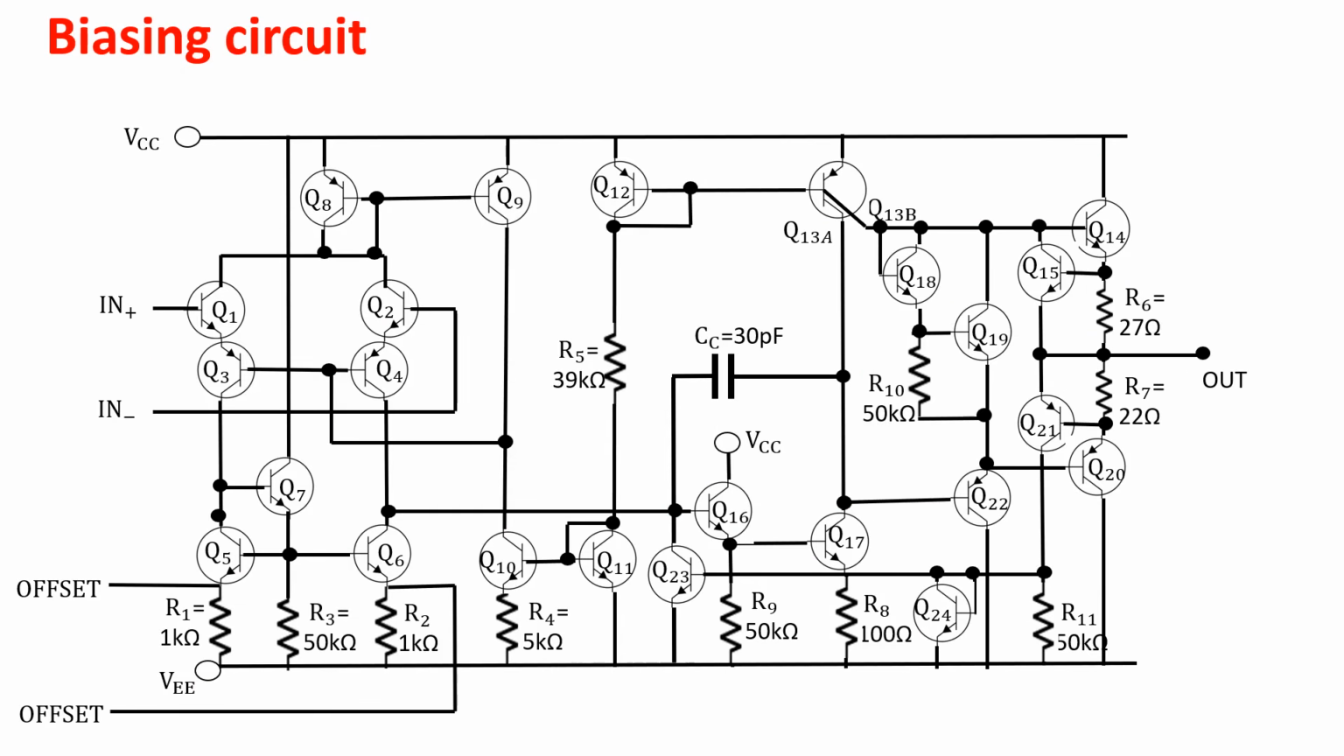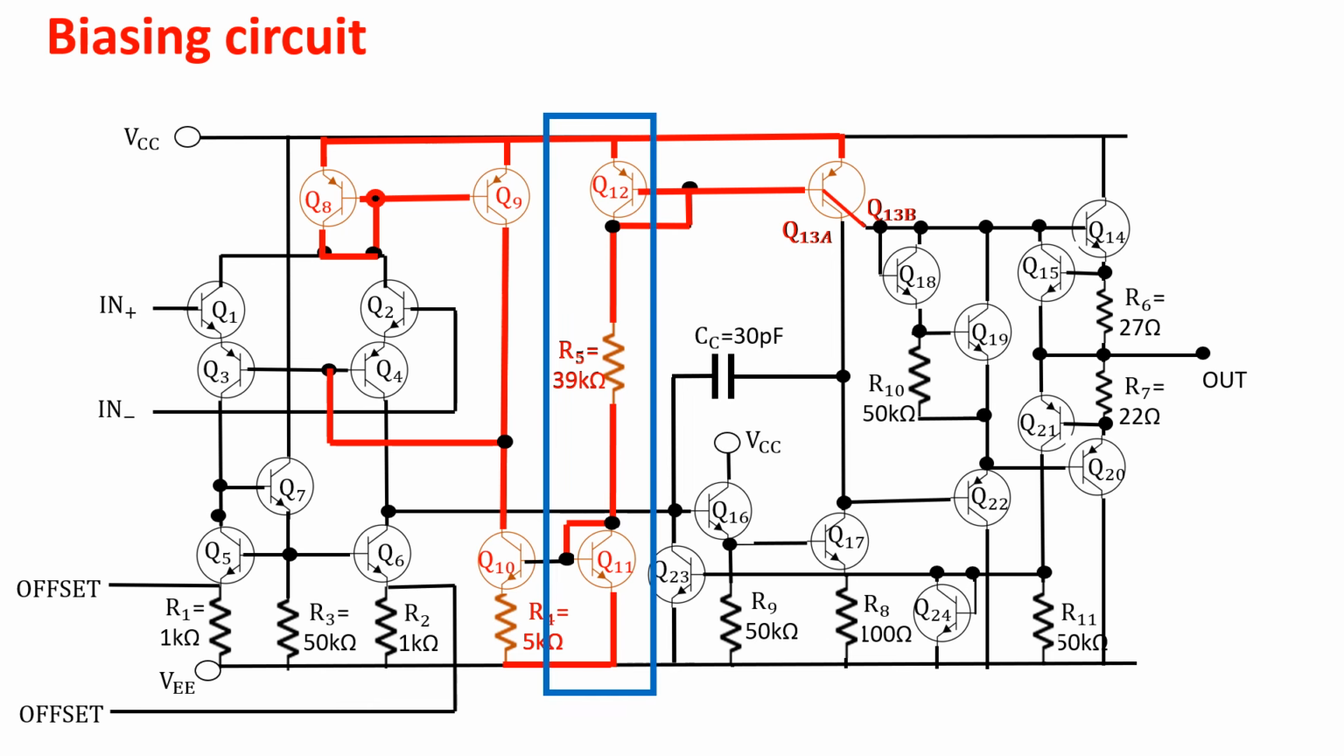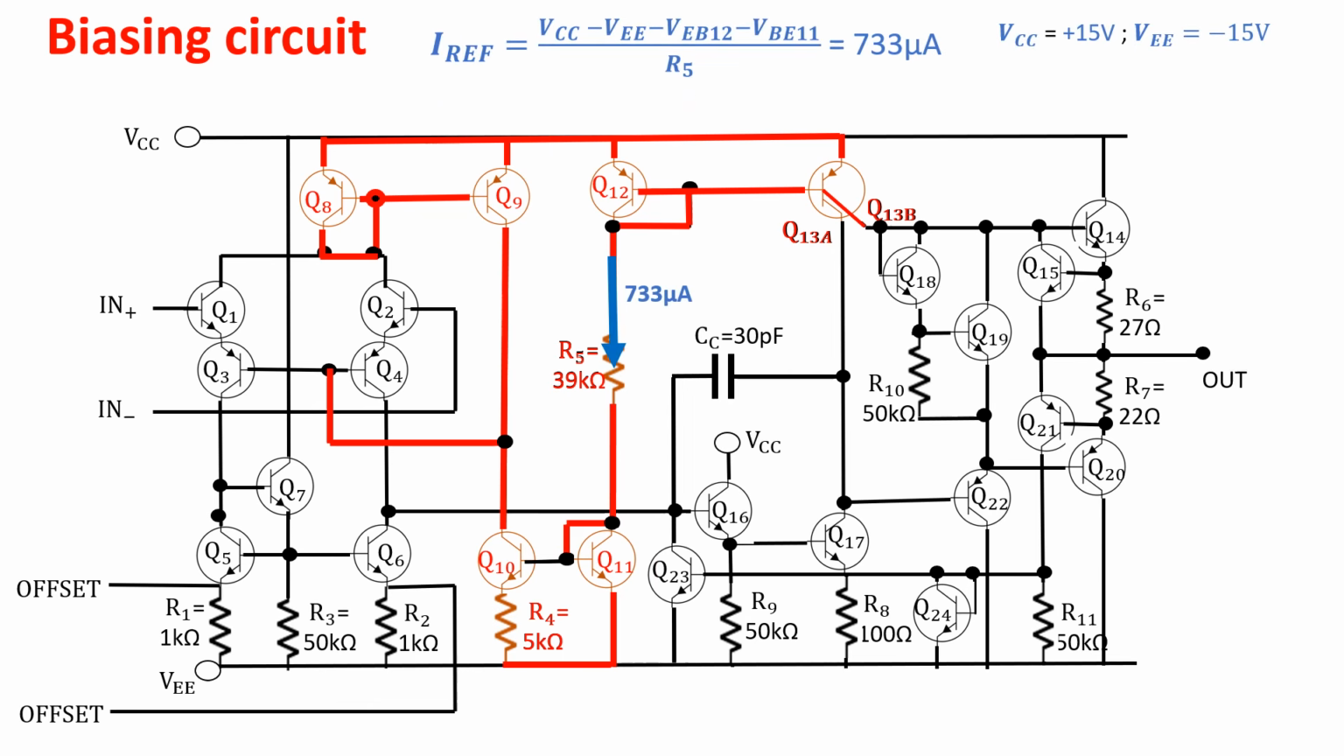Now we start the analysis from the biasing circuit. This is the branch where the current is produced. Q12 and Q11 are in transdiode configuration, so the current here is equal to 733 microamps, assuming VCC plus 15 volts and VEE negative 15 volts. As you can see, the current depends on the supply voltages. For this reason, in the datasheet the allowed range of the supply voltages is specified.